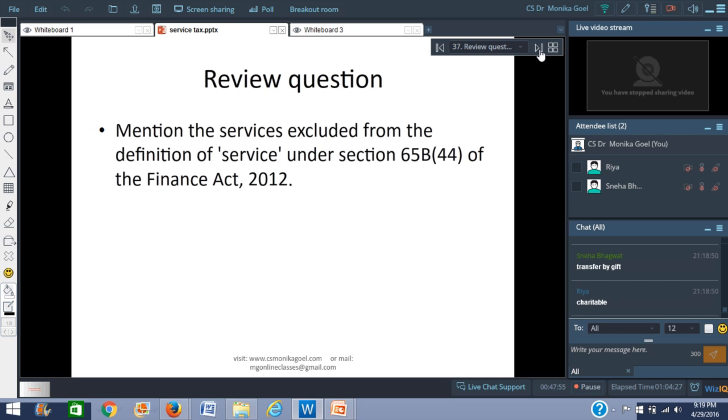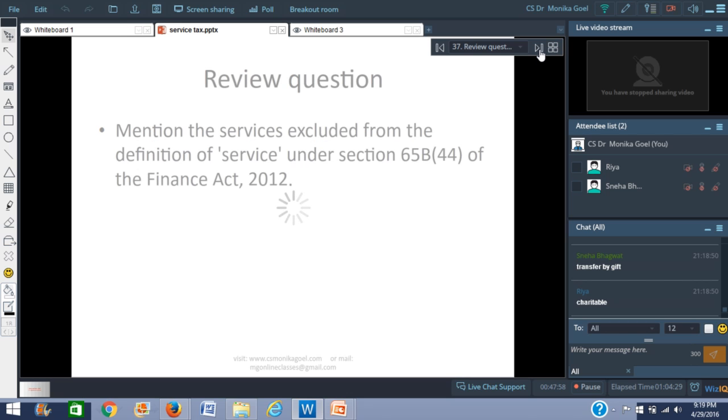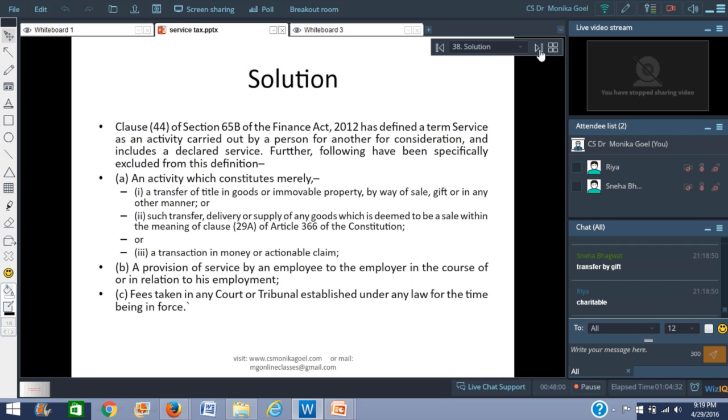You're getting my point. Services on transfer of rights in immovable property. You remember that? Services which are considered as deemed sale within the meaning of clause 29A of Article 366. Fees taken by a court or an arbitral tribunal while providing any particular decision. See, this is passing the first test. It is a service provided by one person to another for a consideration, but still it has been excluded. Right? So, transfer by gift and charitable activities will not be covered over here. Is the point getting clear?